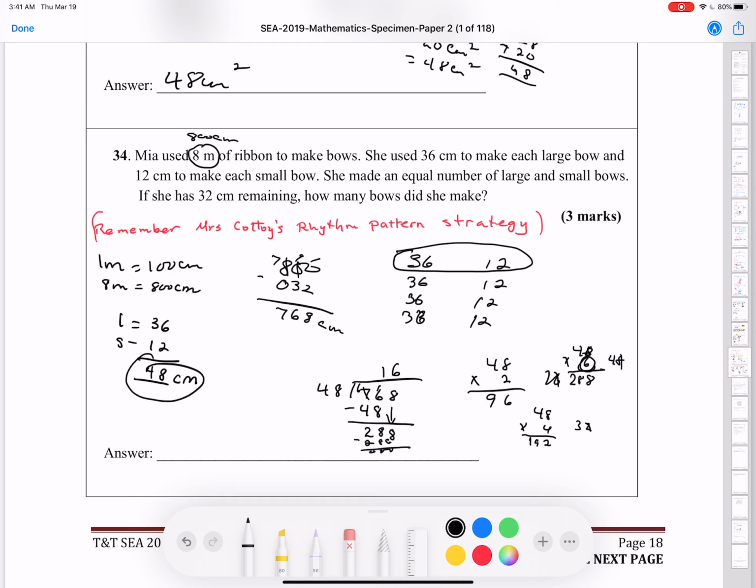So, how many bows did she make? Very important question. Did she make 16 bows? Did she? No. They said she made an equal amount of large and small bows. And when we added the 36 to the 12, that was a large and a small. Okay, so she made 16 large and 16 small. 16 plus 16 equals 32. 32 bows.